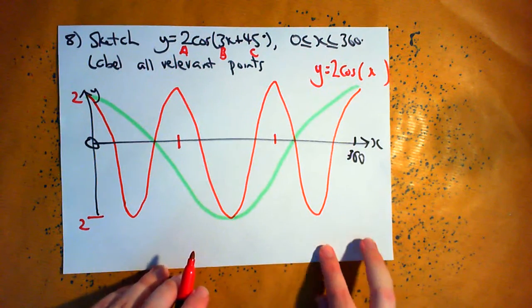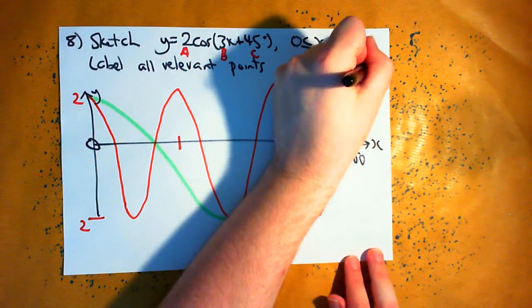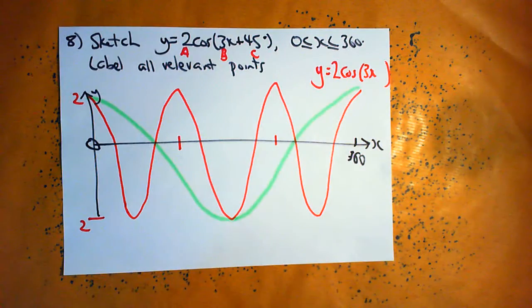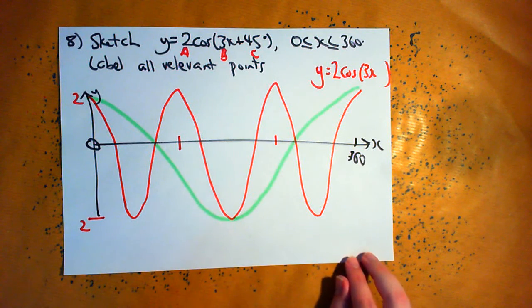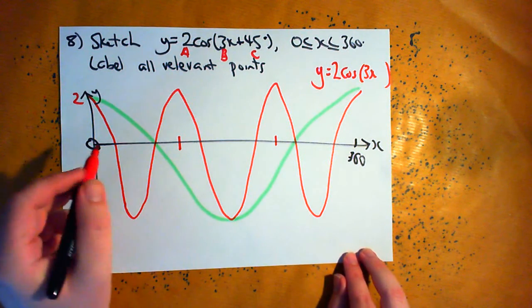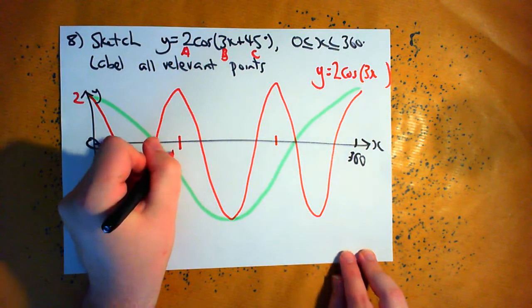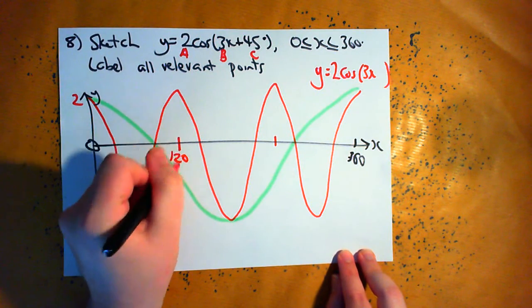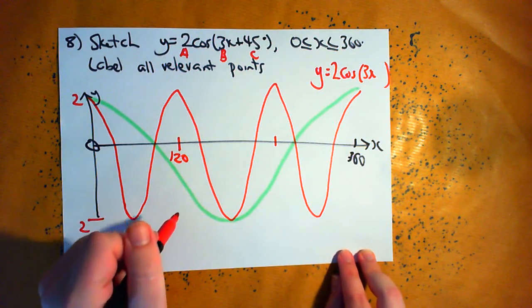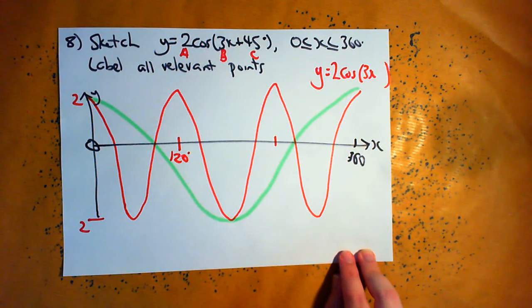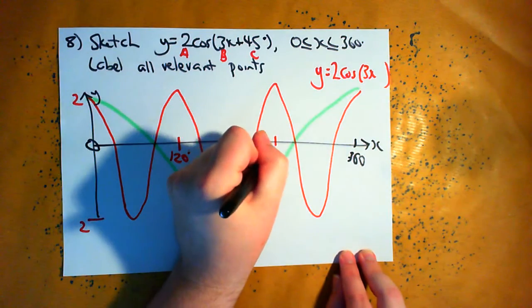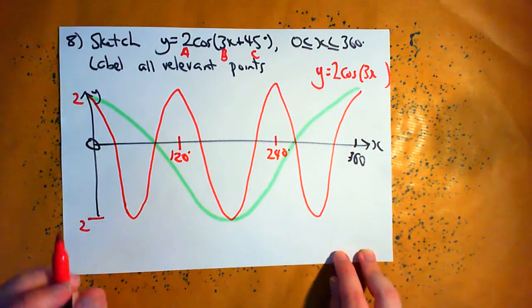Okay, so we've drawn so far y equals 2 cosine of 3x, and let's label some of the key points that this red curve has. So each cycle, as we said, has a period of 120. So it takes 120 to get through one cycle. So it will complete the first cycle at 120 degrees. It will complete the second cycle another 120 degrees later, which will be at the 240 mark.